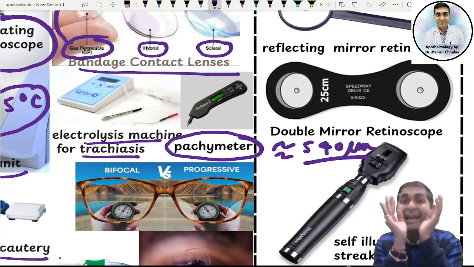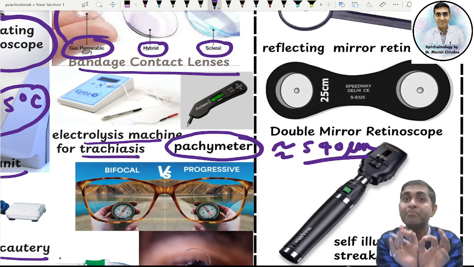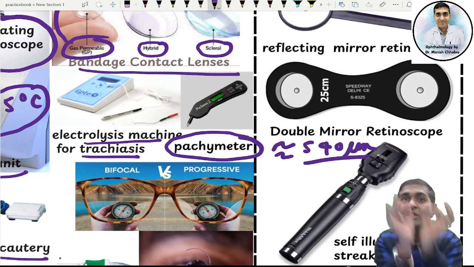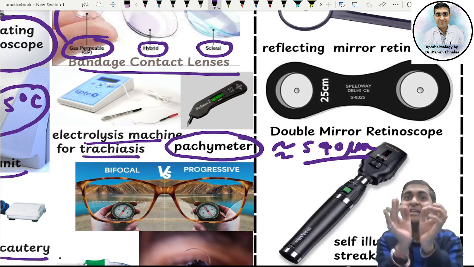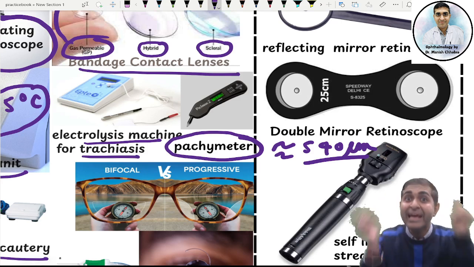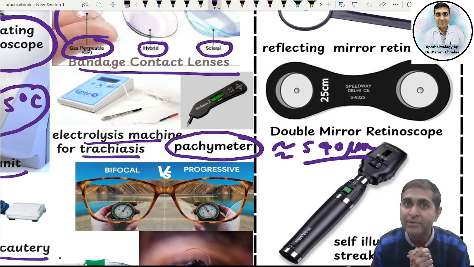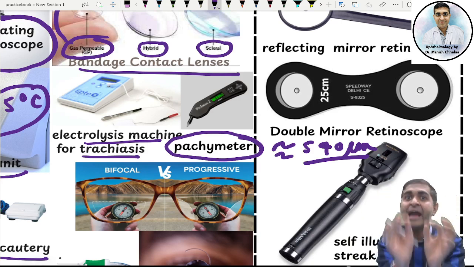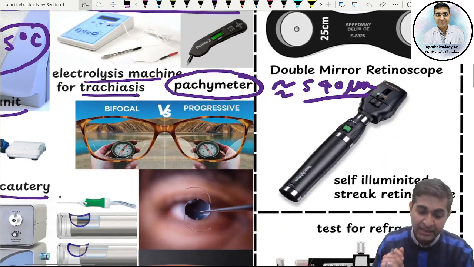Don't confuse pachymeter with specular microscopy. Specular microscopy assesses the endothelial cell count. Endothelial cell count in adults is 2700 to 3000 cells per millimeter square. In newborns, it is 5000 to 7000 cells per millimeter square, and it decreases at the rate of 0.8% per year. These are the glasses.